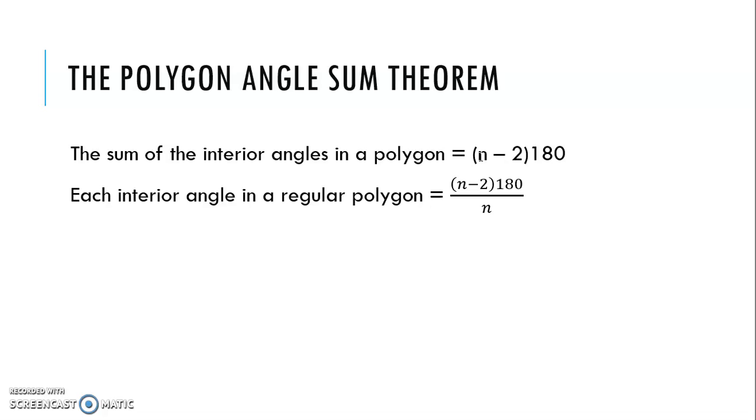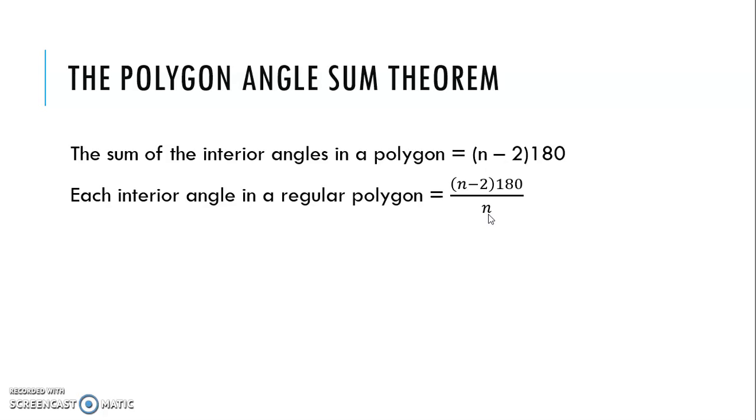Now, if you know that the polygon happens to be regular, you can find each interior angle by taking the result and dividing by the number of angles, which is 6. So if you have a hexagon, you would do 6 minus 2 times 180, then divide by 6 to get the measure of each angle.